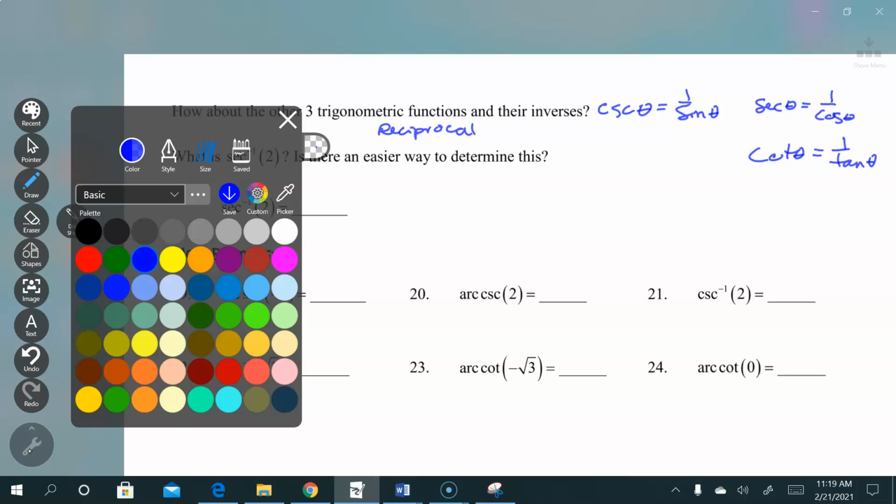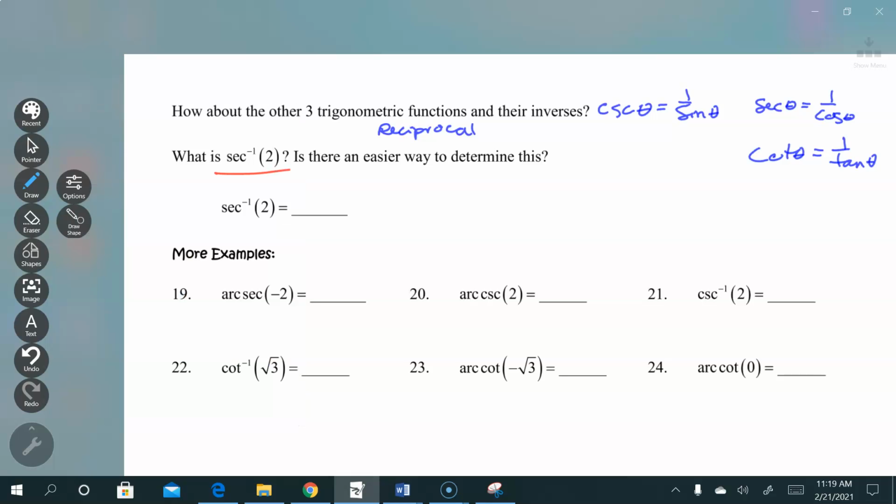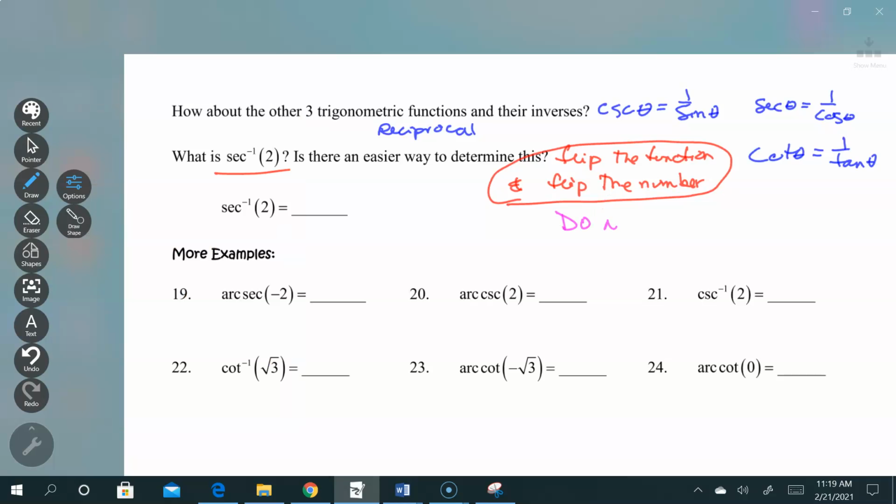So what I'm going to do to determine some of these, inverse secant of 2, is there an easier way? Yes. I need to flip the function and flip the number inside the parentheses. I got to flip those both. I'm going to put this in pink. Do not flip the angle. The angle is what I'm looking for. Those don't get flipped upside down. The function and the numbers get turned upside down.